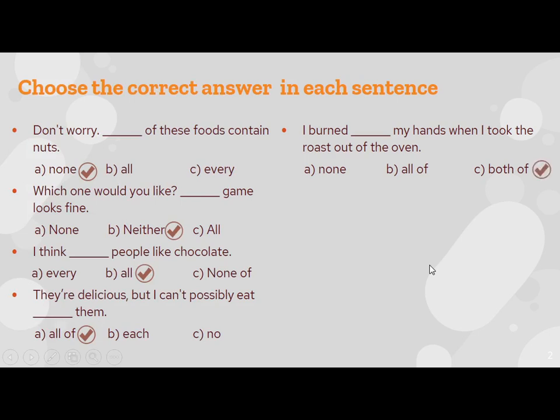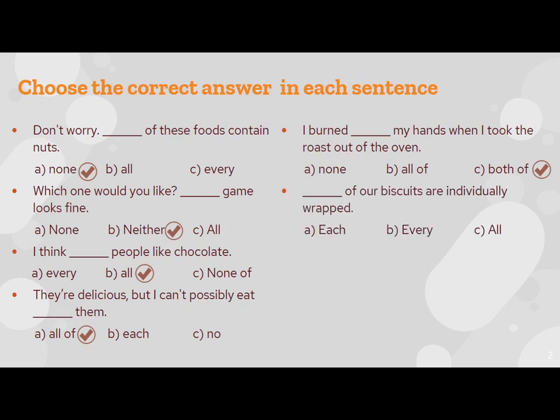Yes, definitely, you're right, guys. We have to say both of, because how many hands do you have? Just two. The case of both refers to when you have two items, two people, two things, two places. We cannot say all of my hands, because you use all of whenever you're talking about three or more things, and you don't have three or more hands. And none would be correct if we had the preposition of, but we don't have it right here. So the answer is letter C, both of my hands.